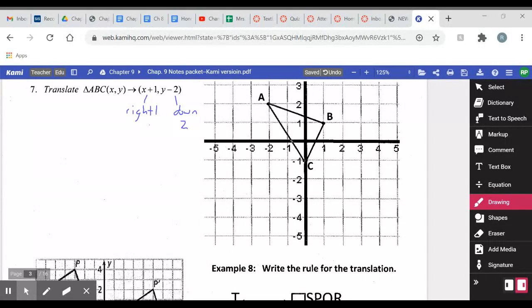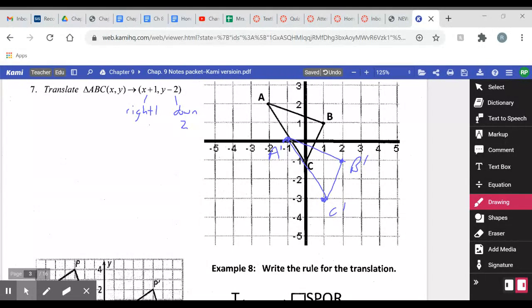So I can go A, and I'm going right 1 and down 2. So here's my new A. My new B, right 1 down 2. Here's my new B. And my new C, right 1 down 2 is right here. Okay, sometimes they may overlap each other, and that's okay.